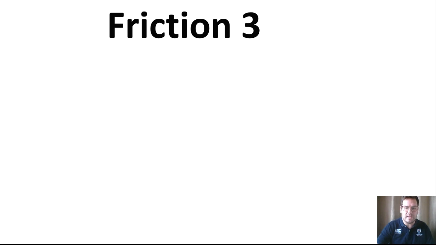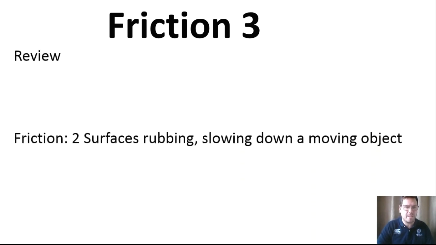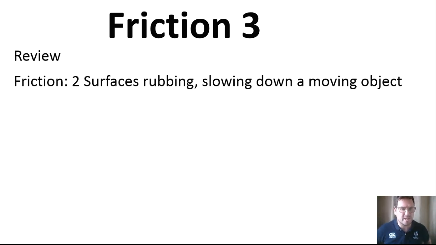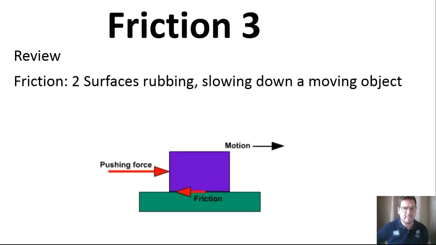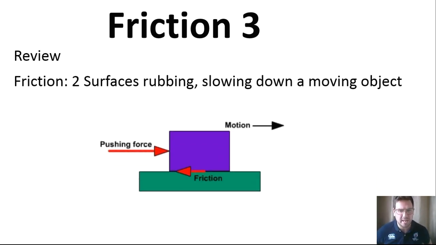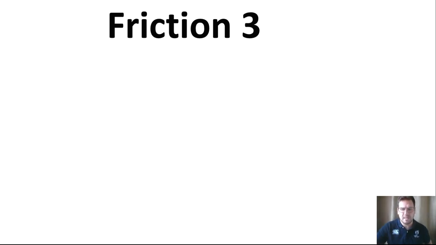Now before we begin, let's do a review of our other two lessons, okay? So we looked at friction is when two surfaces are rubbing against each other, slowing down that moving object. All right? So we're pushing an object. It's going forward, but friction is pushing in the other direction. All right? That's friction.